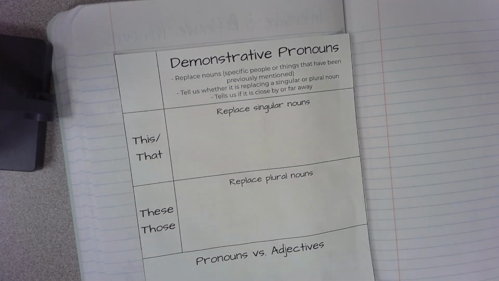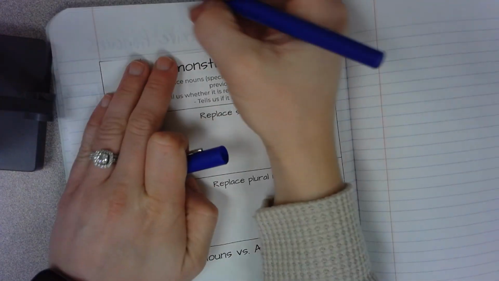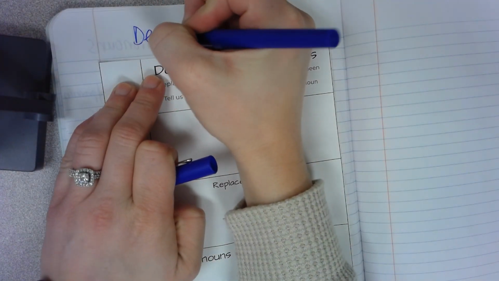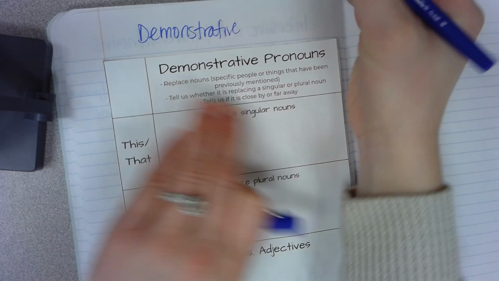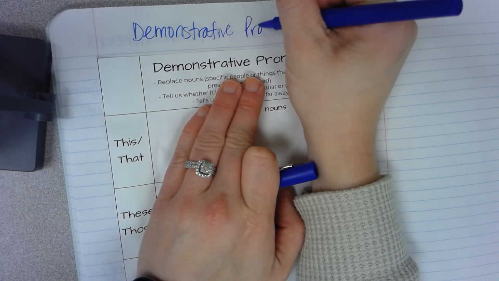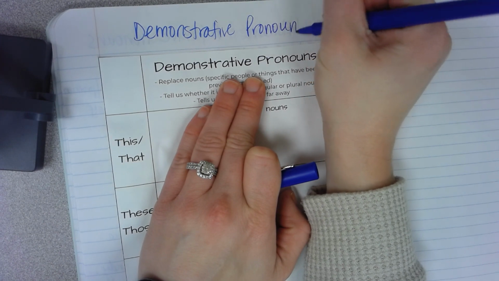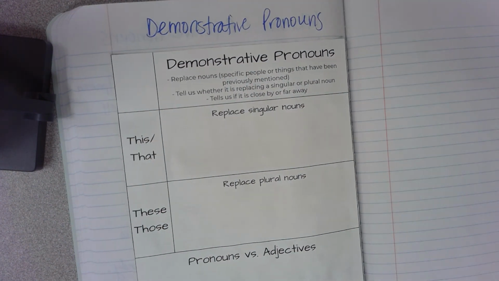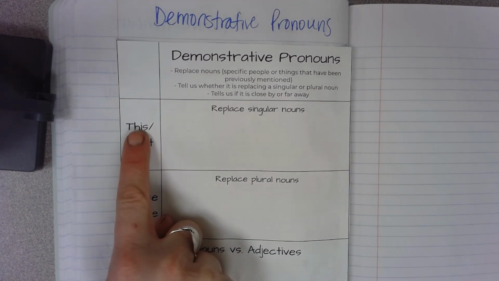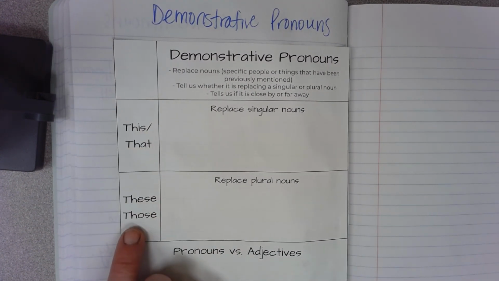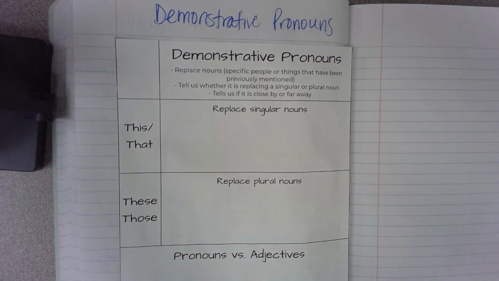Okay. Now, demonstrative pronouns, luckily, they're a lot easier than the pronouns that we've worked with because there's only 4 of them. And they're pretty common in sentences, so they're pretty easy to spot, which is nice. So you have these 4: this, that, these, and those are all demonstrative pronouns.